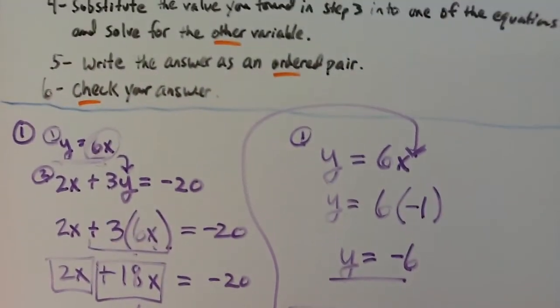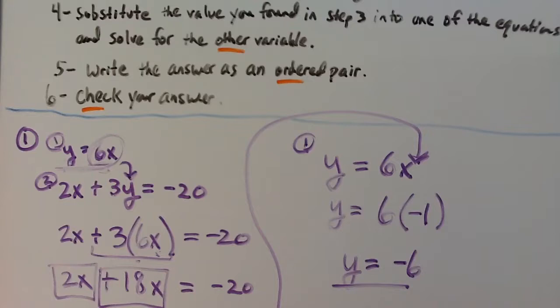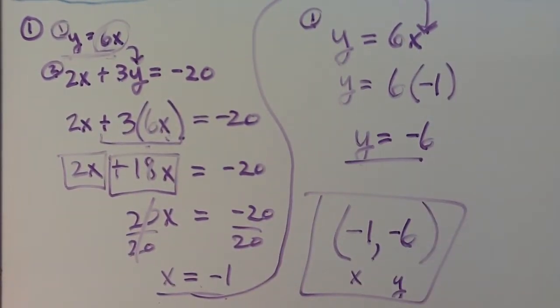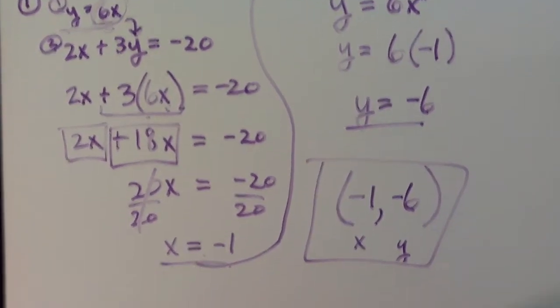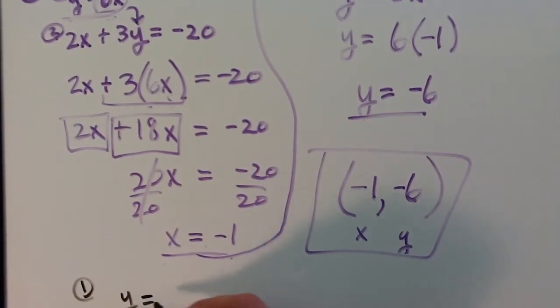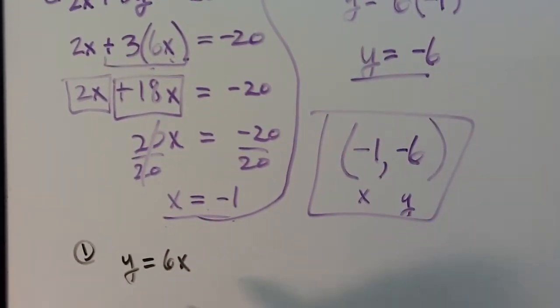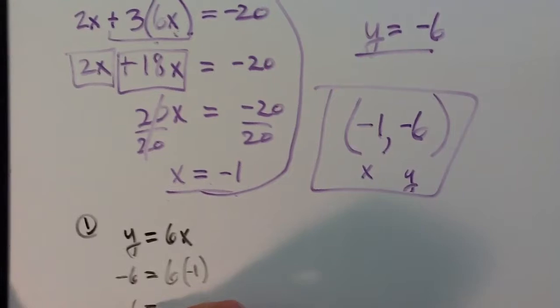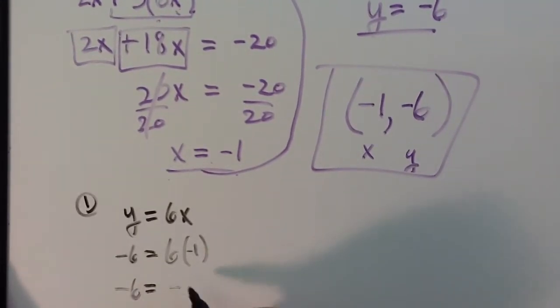That is a solution. The sixth and final step is to check your answer. Check to make sure that that is indeed the solution. Well, how can we do that? How can we check to see if (-1, -6) is the solution? Well, we can plug the x and the y values into the original equations. Let's do that real quick. Remember, equation number 1 was y equals 6x. Let's plug the y value in. What's y? -6. -6 equal to 6 times x. What's x? -1. So -6 is equal to 6 times -1. That is -6. Is this true? Is -6 equal to -6?